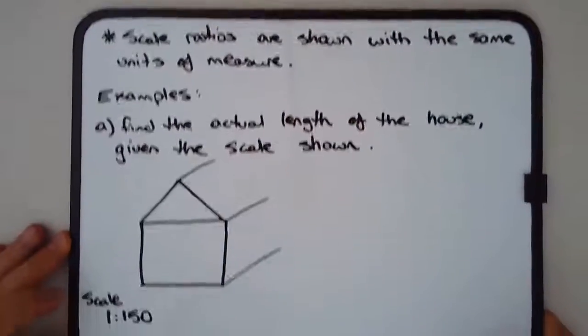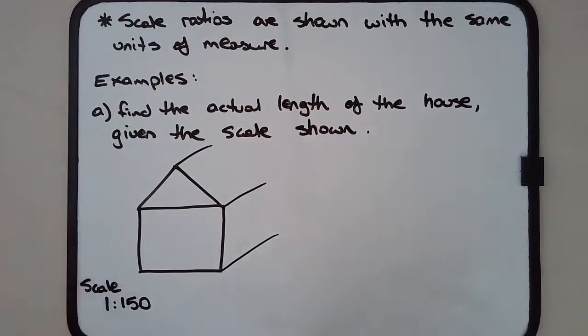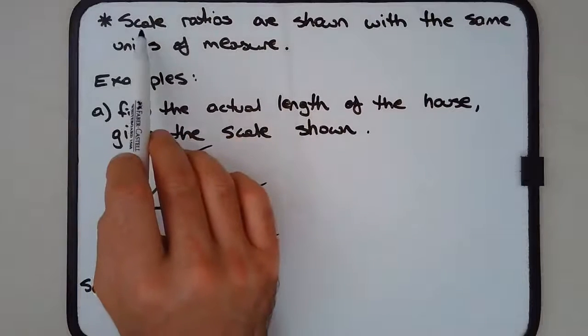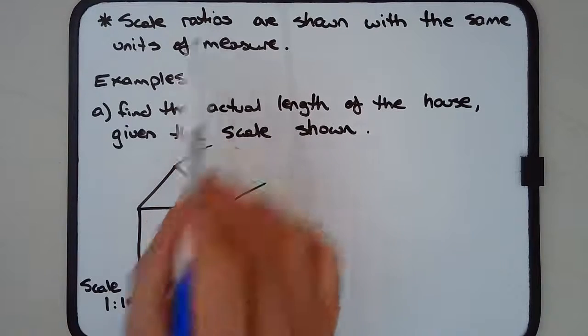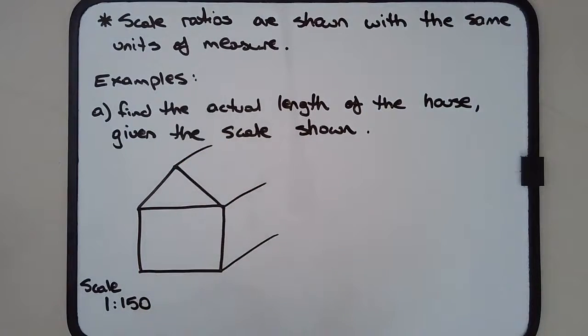Okay, and just before we look at the example, there is one more important point. I just missed this one: when you talk about ratios, it's not a rate. Ratios imply that the units of measure have to be the same. Okay, and we'll see that shortly.